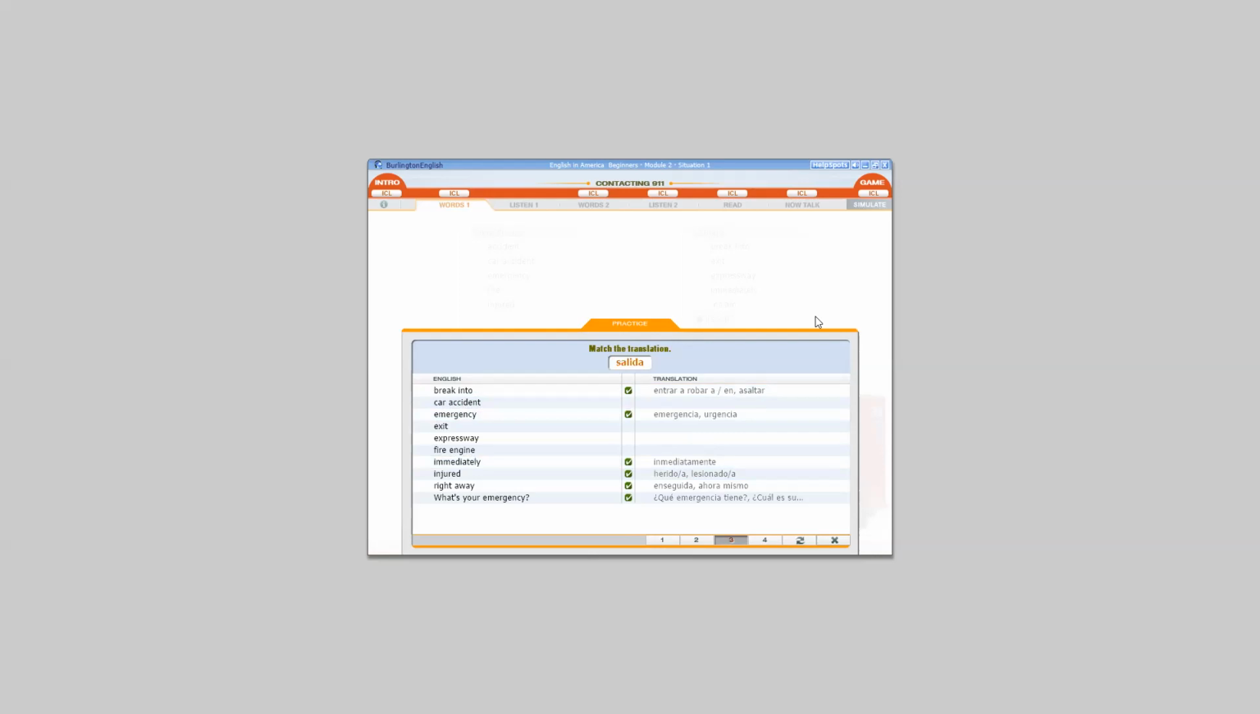Okay, how about salida? We know that is exit. Next one is accidente de coche. Is a car accident. Coche o camión de bomberos.